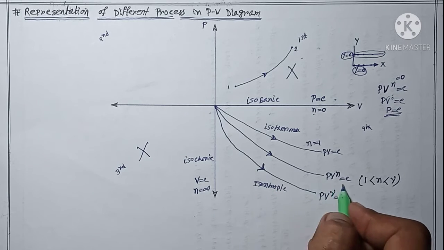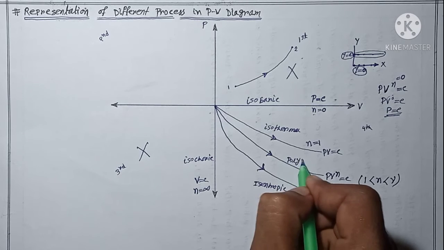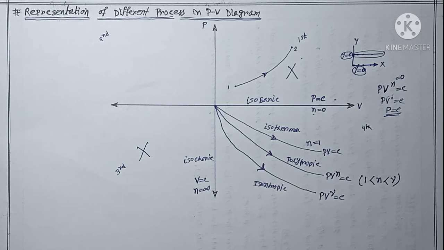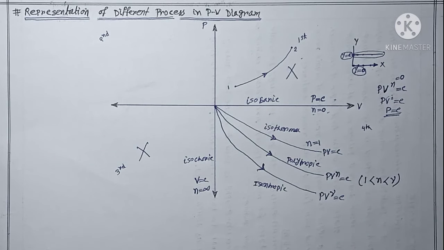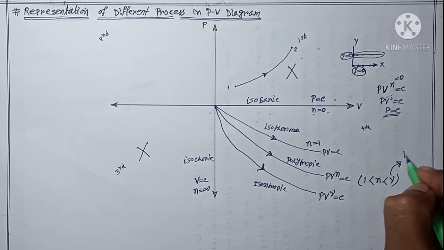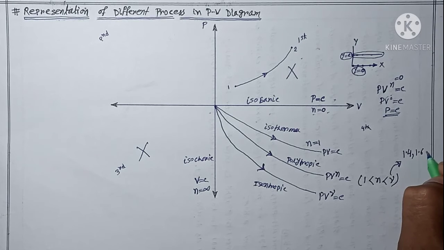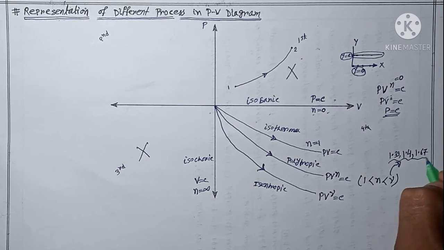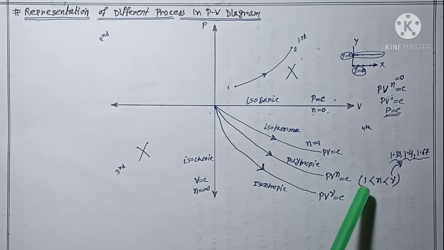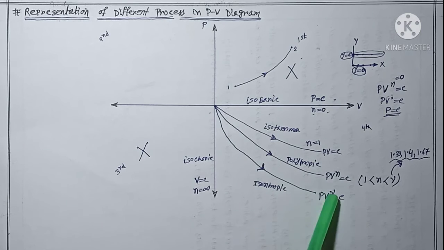Here PV^n equal to constant means it is the polytropic process. Now you can observe here n value 0, here n value 1, here n value in between 1 and gamma, and basically this gamma value varies, it may be 1.4, 1.67 or 1.33. So these are the three values maybe for gamma. Okay, so we can say the gamma value is in between 1 to 1.33, or 1 to 1.4, or 1 to 1.67.